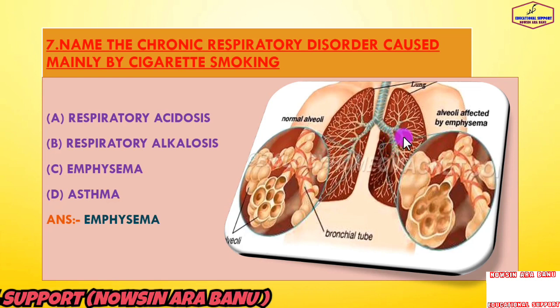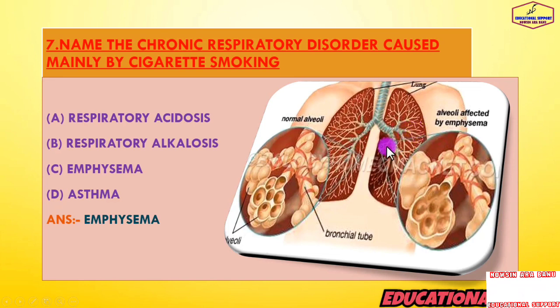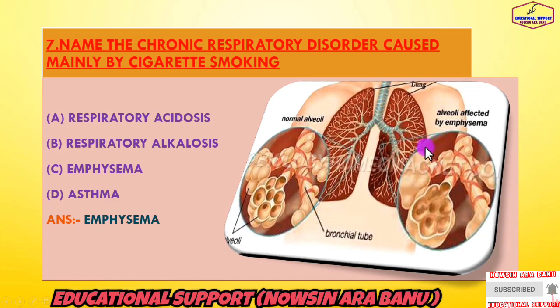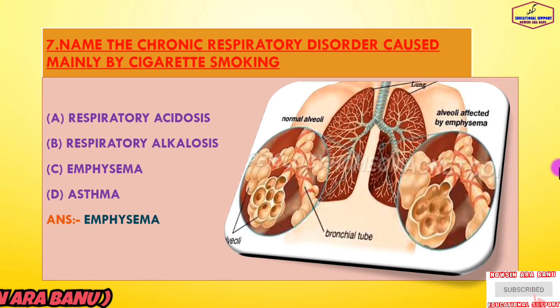Smoking is the primary cause of emphysema. Most commonly, the toxins in cigarette smoke create the damage. The primary symptom of emphysema is shortness of breath. So the answer is emphysema.